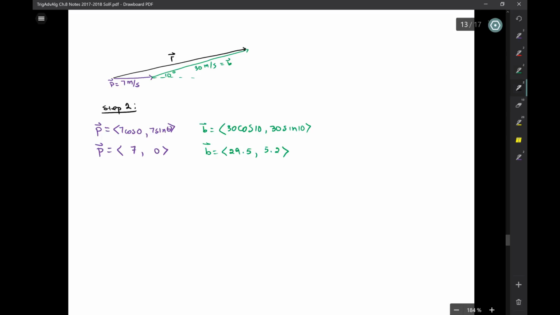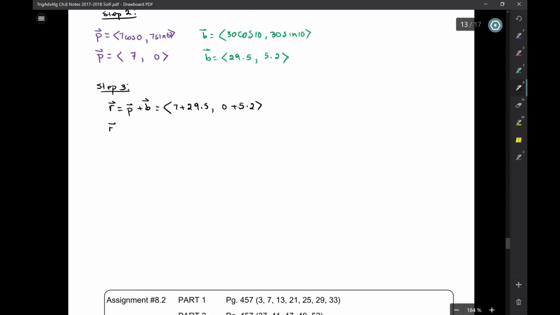Now, what was step 3? Add them. So when I add them, I get my resultant. That's P plus B. So that's going to be 7 plus 29.5, 0 plus 5.2. That's 36.5, 5.2.